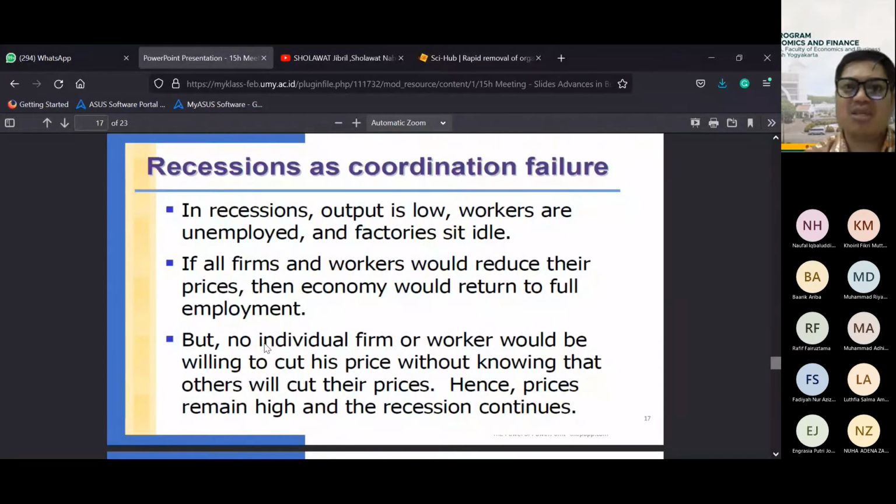The next one is recession as coordination failure. Could you please help me to read, Brother Rafif?